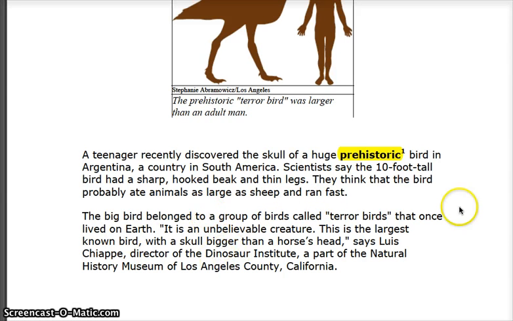And then the second paragraph, we'll just call this man's name Louis. Can you say Louis? And right here, the words are Dinosaur Institute. Say Dinosaur Institute. And then this is Natural History Museum. Say Natural History Museum. And then we have Los Angeles County, California. Say that. So those are the important words that'll help you with it.